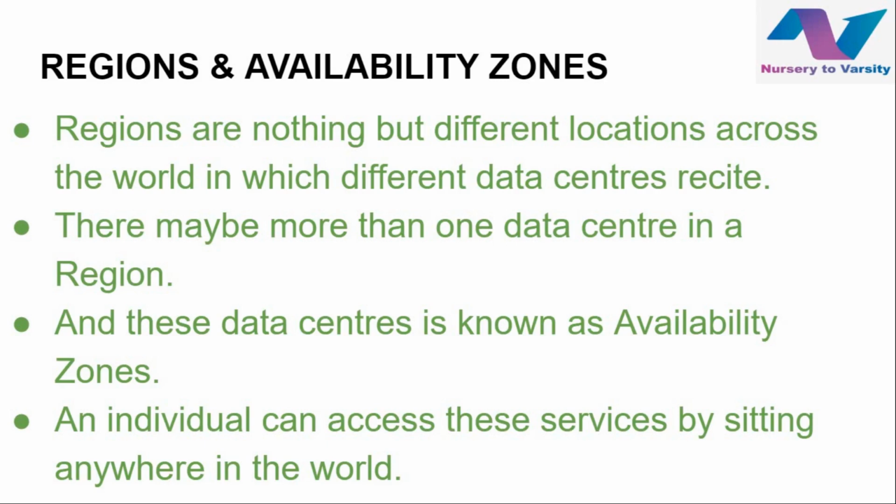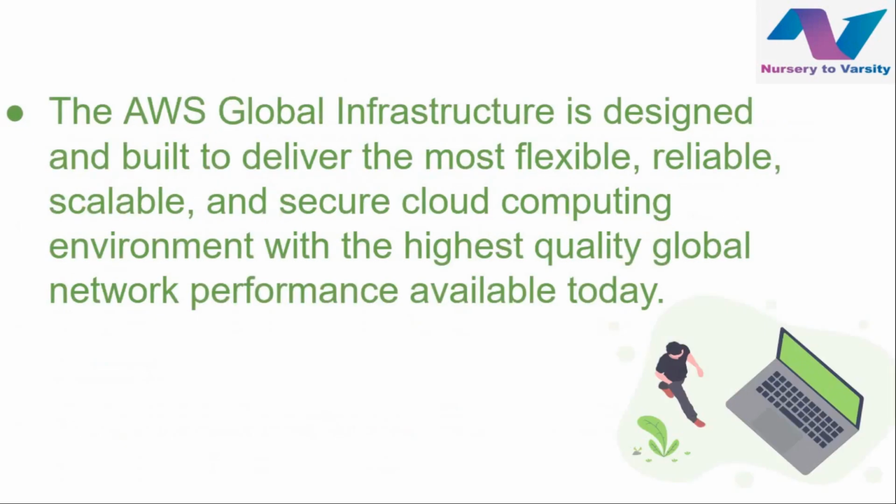Regions are nothing but different locations across the world in which different data centers reside. There may be more than one data center in a region, and these data centers are known as availability zones. An individual can access these services by sitting anywhere in the world. The AWS Global Infrastructure is designed and built to deliver the most flexible, reliable, scalable, and secure cloud computing environment with the highest quality global network performance available today.